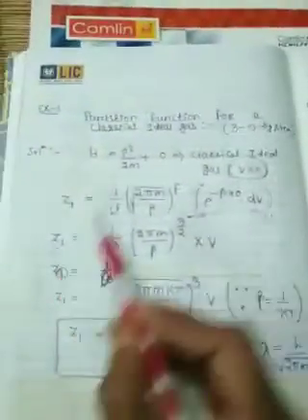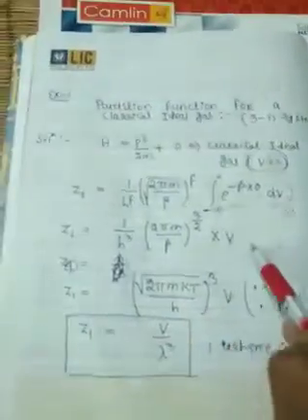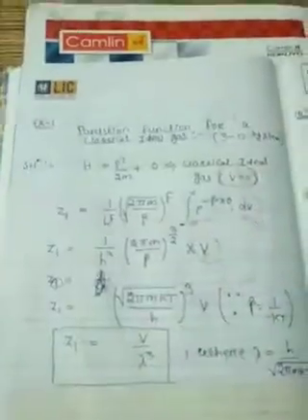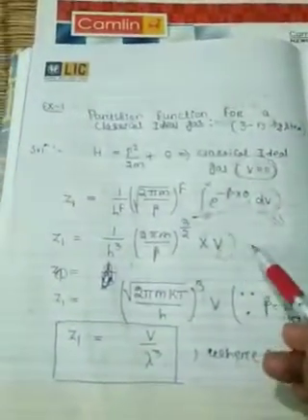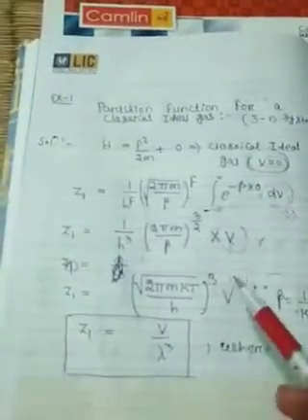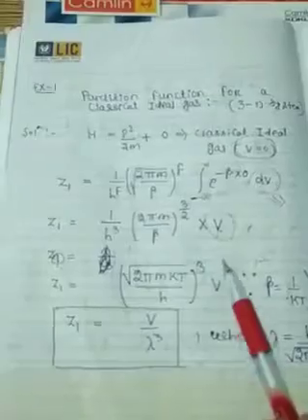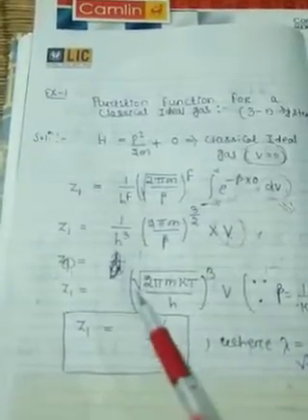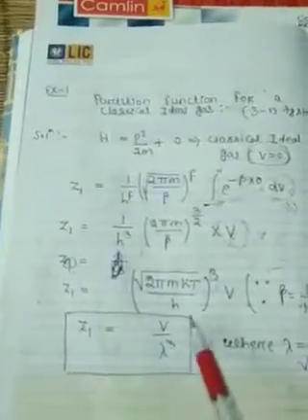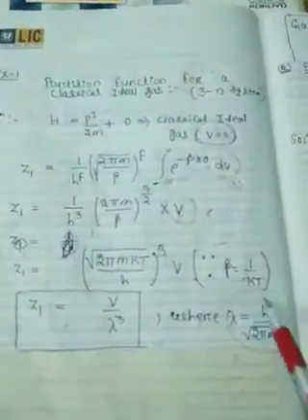Z1 will be 1/h³ (2πm/β)^(3/2) times V. This is one volume element because we are dealing with three dimensions. Suppose for a 2D system it will be area, and for 1D it will be a length element. Z1 = (2πmkT)^(3/2)/h³ times V, the volume. Z1 = V/λ³, where λ = h/√(2πmkT).